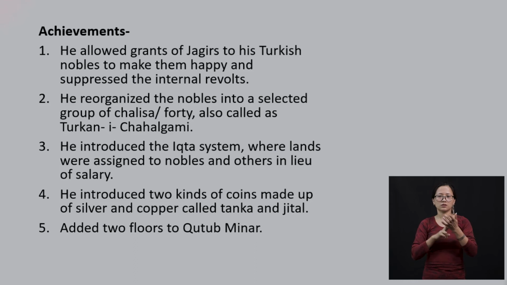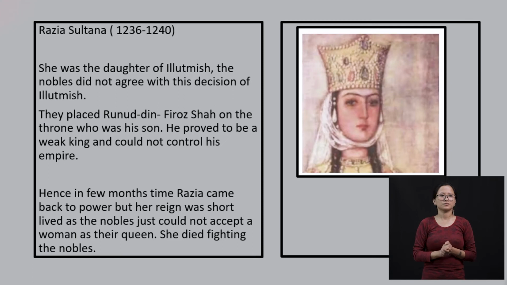So Qutbuddin Aibak had built Qutub Minar. He also added two more floors to that minar to make it to the height that it is now. So these were the achievements of Iltumish. So granting of grants of land, he introduced the Ikta system, the Chalisa and Qutub Minar.